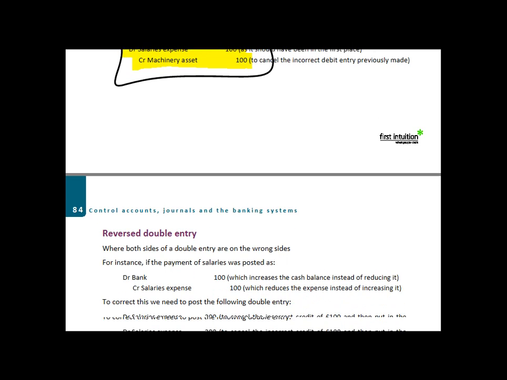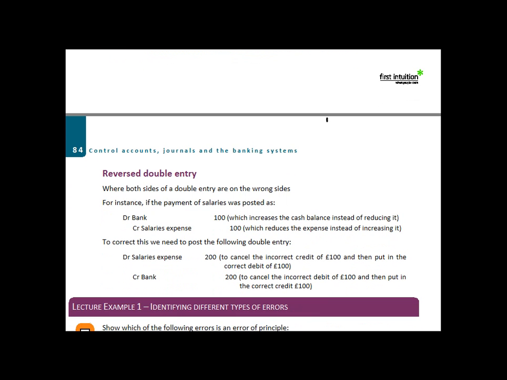And then the final type of error that does not require a suspense account is if we have what's called a reversed double entry, which literally means we just get the double entry exactly the wrong way around. So where we're paying salaries, we debit the bank by 100. Now that's wrong because paying salaries reduces your asset of bank. Therefore, you should have credited it. And we've credited salaries expense 100, which is also wrong. That should be the debit side. So they've literally got the transaction the wrong way round. But the double entry does balance, doesn't it? We have debited 100 to somewhere and credited 100 to somewhere. We've just done the debit and the credit the wrong way around.